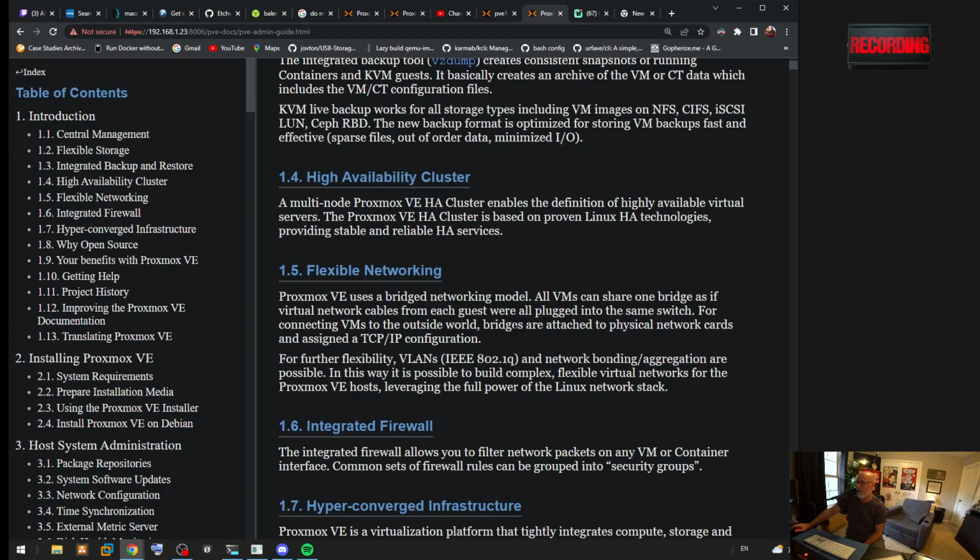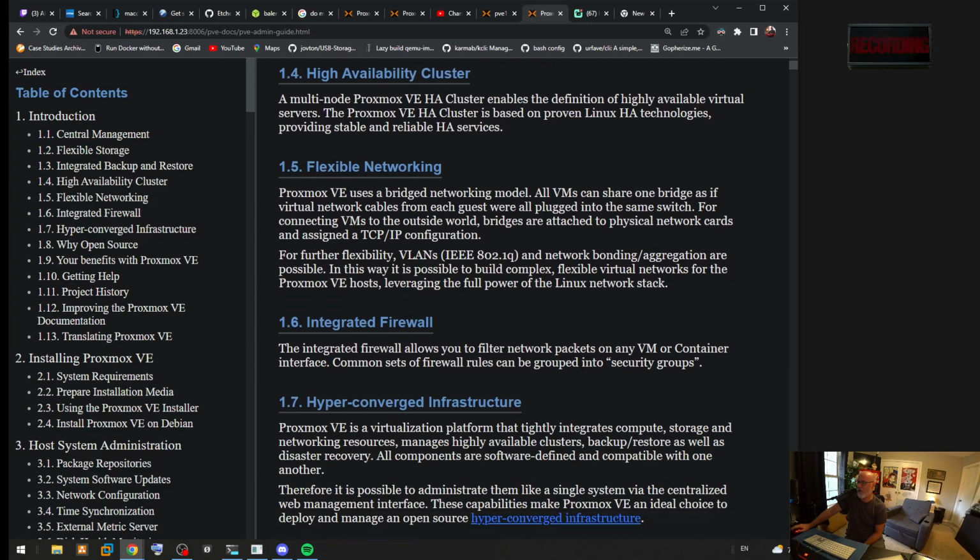For connecting VMs to the outside world, bridges are attached to physical network cards and assigned a TCP/IP configuration. I did that. And I made a mistake of thinking my Wi-Fi was going to work automatically. That's stupid. I plugged it in Ethernet. It worked right away. For further flexibility, VLANs, IEEE, and network bonding aggregation are possible. In this way, it is possible to build complex, flexible virtual networks for the Proxmox VE host, leveraging the full power of the Linux network stack. So they support VLAN. Wow. That's pretty cool.